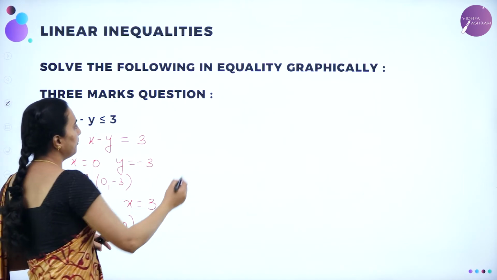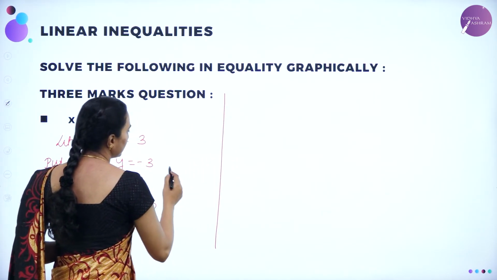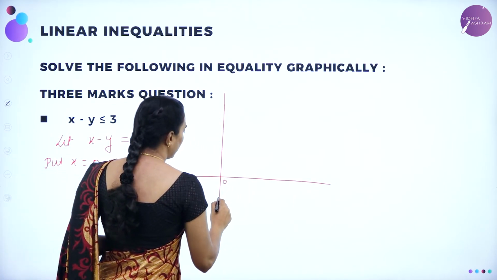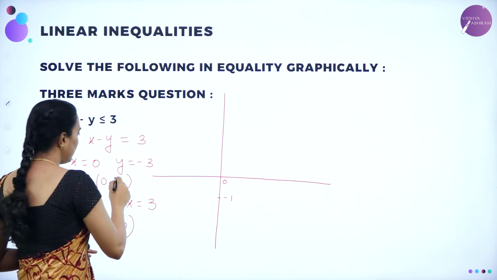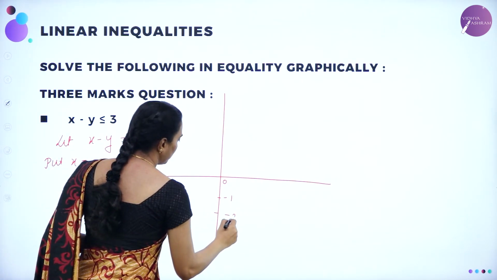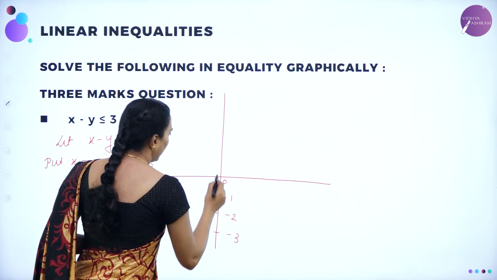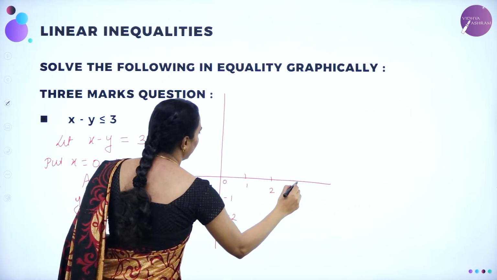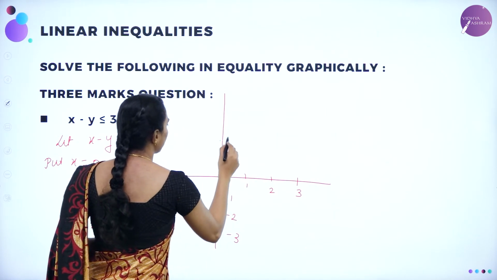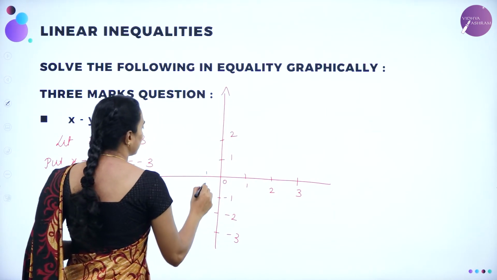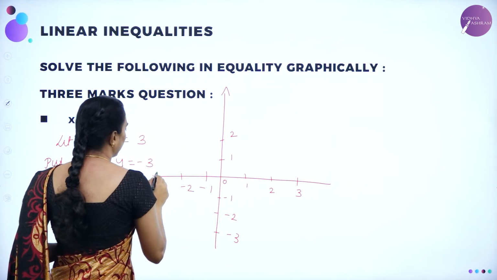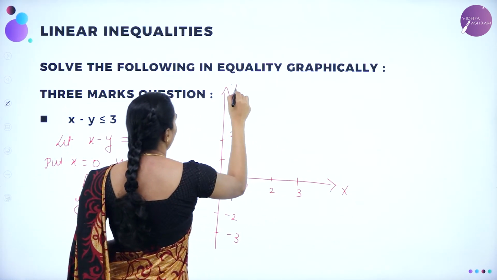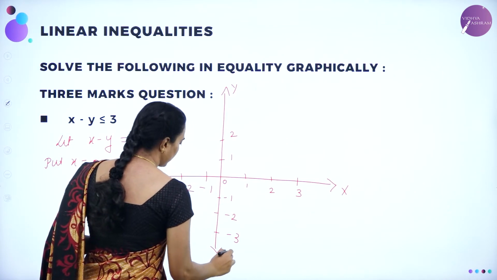So let me draw the graph, y-axis and then x-axis. Now here 0, here minus 1. The y-axis will go up to minus 3: minus 2 and then minus 3. The x-axis will go up to 3: 1, 2 and then 3. I am not much concentrating on these two lines. This is x dash x, and this is y and y dash.